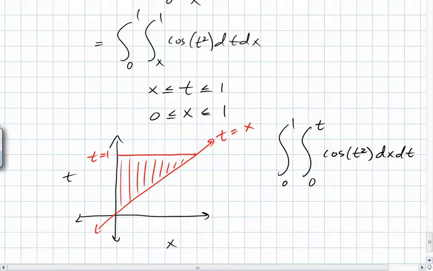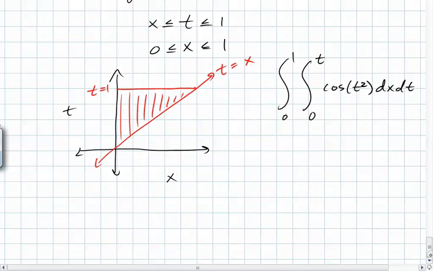Can you integrate it now? Yeah. You do x first. Now you do x first. What does this become, everybody? 0 to 1 of what? T cosine t squared dt. And now can you finish it?